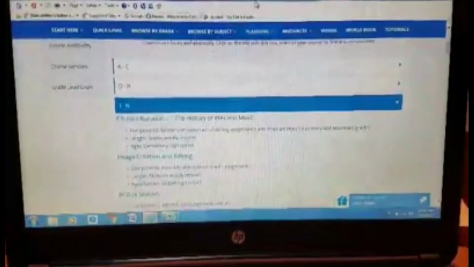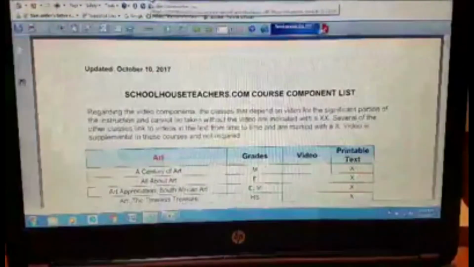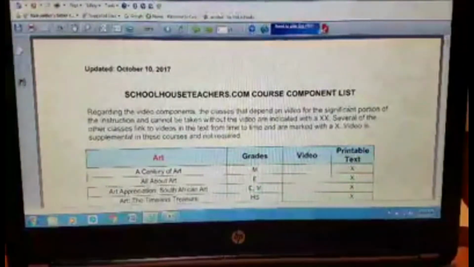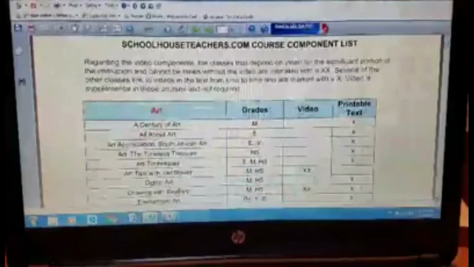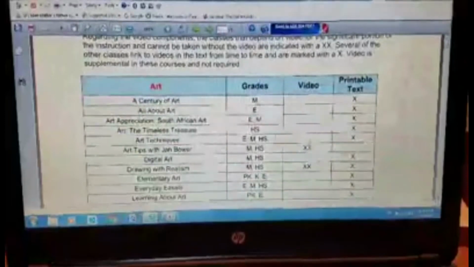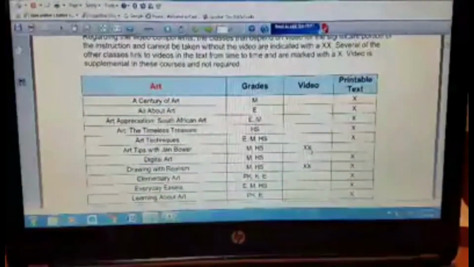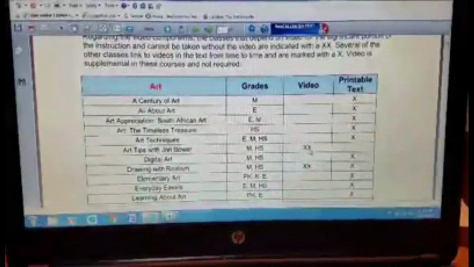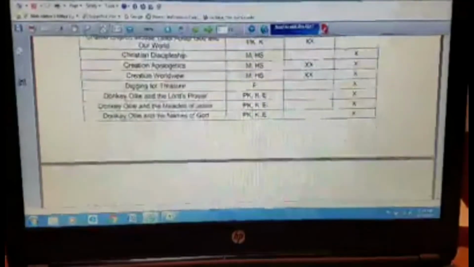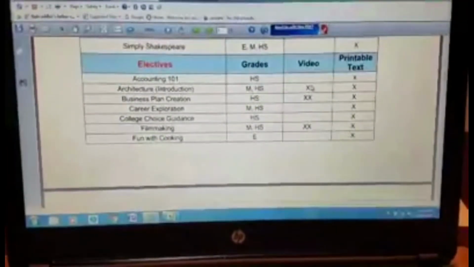Now there's also a special chart that we made for those that want just video. Here it is. It was just recently updated, and it tells you the name of the class, and then what grade it's for, and if it has a video component. Now the 2 X's mean that the video component is the major part of the class, and you cannot do it without the video. If there's only 1 X, it means there's some video component to it, but you don't necessarily have to use it.